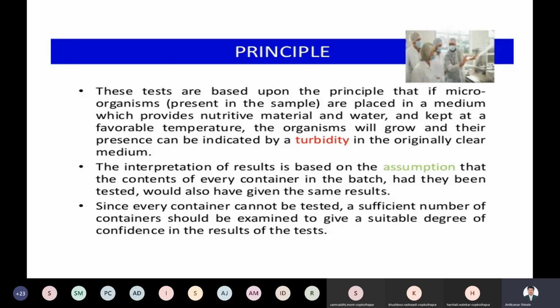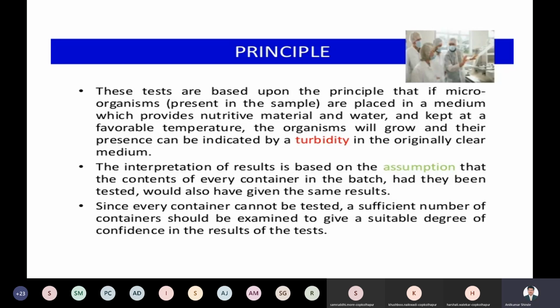जर मायक्रोऑर्गॅनिझम जर असतील तर टर्बिड येईल, नसतील तर युअर प्रिपरेशन इज क्लिअर. Understand it? So then you predicted that your result is right. So result is your formulation is not having any contamination, not having any microorganisms, and then you predicted that. So without testing, it cannot be predicted that your product is contaminated or not. Understand it? Or having the microorganisms or not.